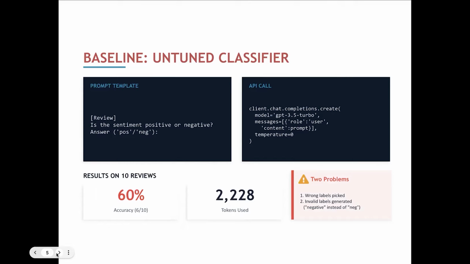When we look closer, we see two main issues. First, the model sometimes predicts the wrong label. But second, and just as important, it doesn't always follow the expected format. It might return something like "negative" instead of the required label, "neg", for negative. So now we have two problems to solve, improving accuracy and ensuring consistent output format. This baseline gives us a starting point to apply the four optimization strategies and see how much we can improve from there.